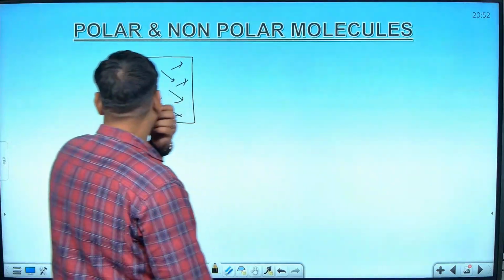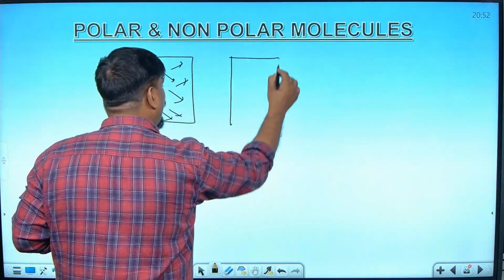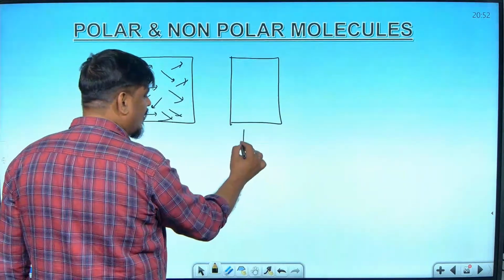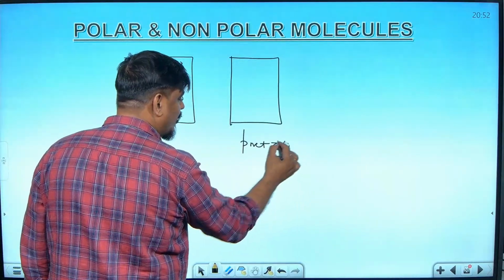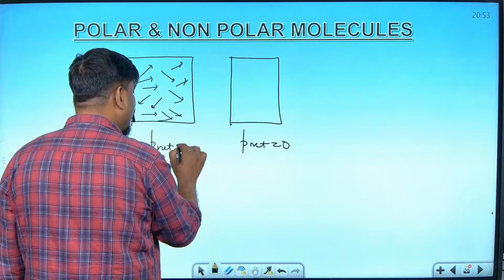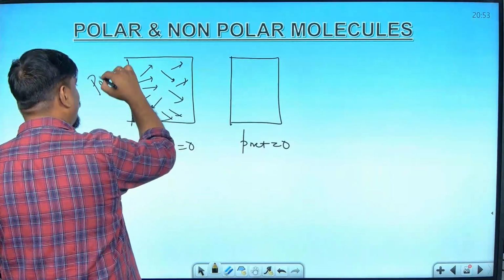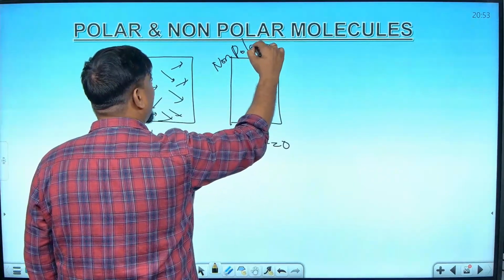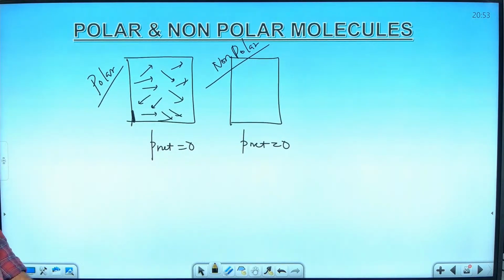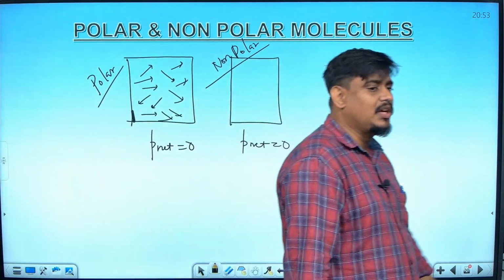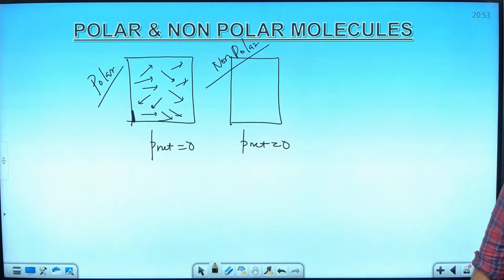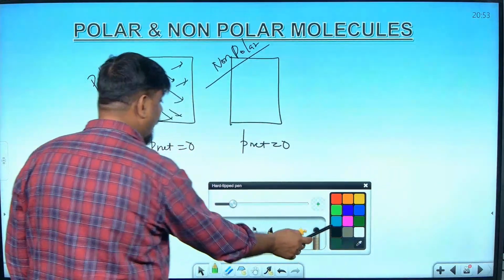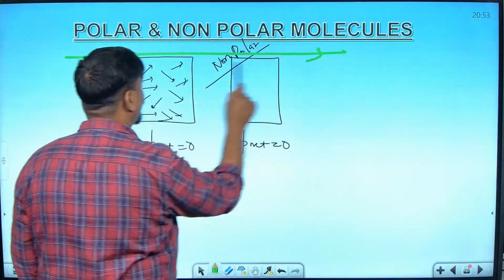But if you have a non-polar molecule, dipole moment will still be 0 because they don't have any dipoles themselves. Dipole moment 0 whether it is a polar molecule, for example HCl, or a non-polar molecule, for example H2, N2, O2, anything. So whether it is a non-polar substance or a polar substance, it will not have any net dipole moment.